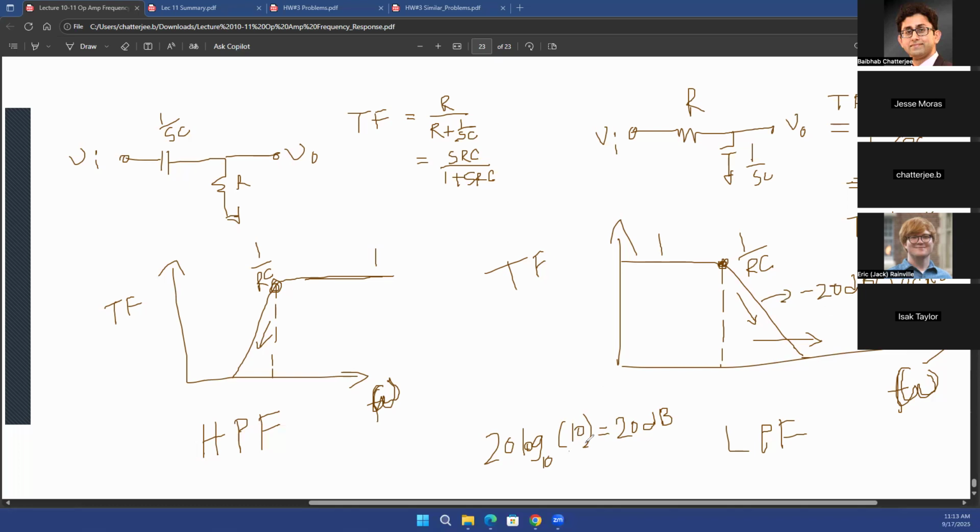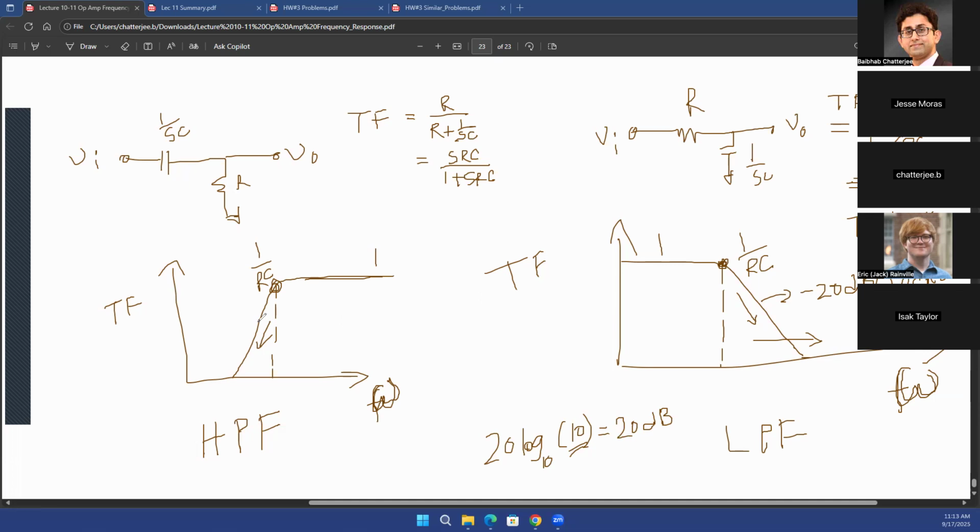And 20 dB is equal to 10, like in linear scale, the value is 10. In dB scale, the same value becomes 20 dB, according to the definition of decibel scales. So if you increase your frequency by 10 times, your gain is going to reduce by 20 dB. And that's why the slope is called minus 20 dB per decade. Similarly, for the high pass filter also, on the left side of the pole, you have a slope of minus 20 dB per decade.